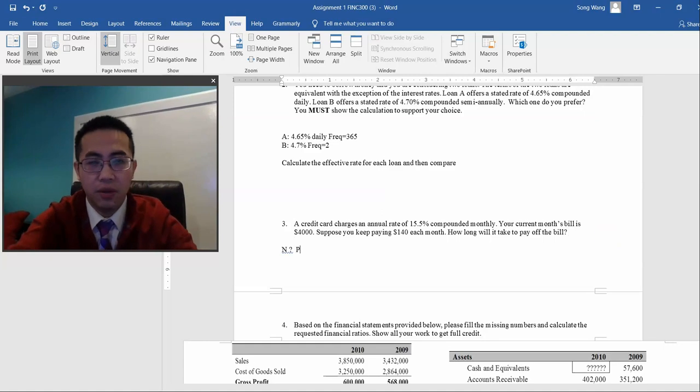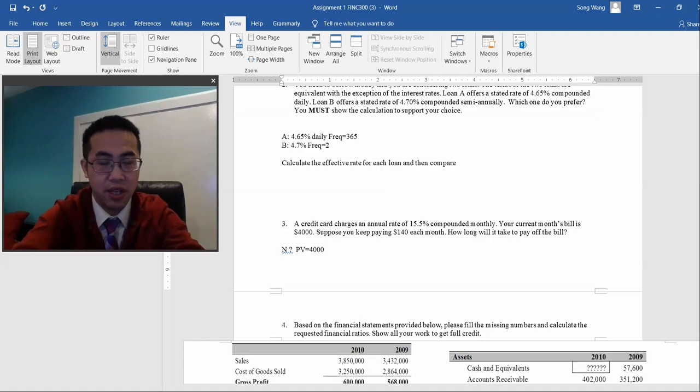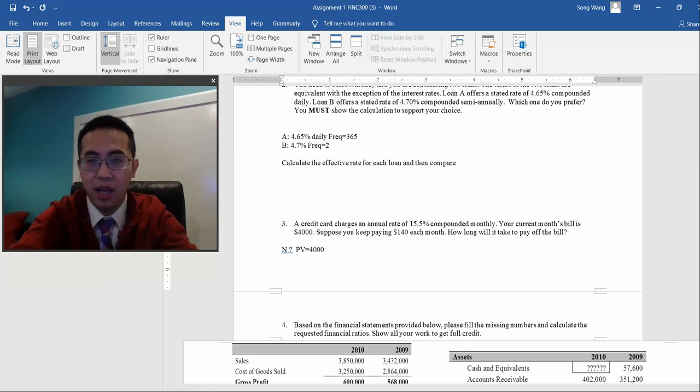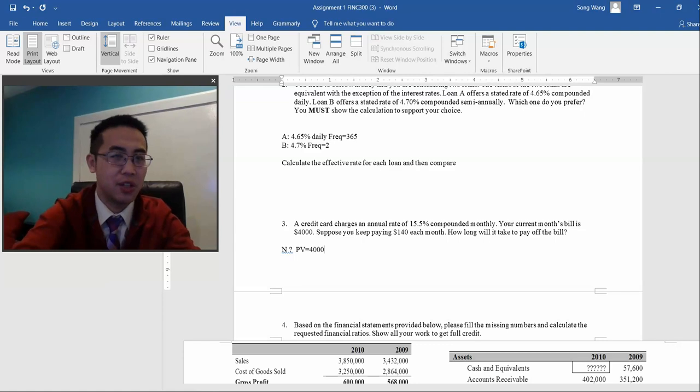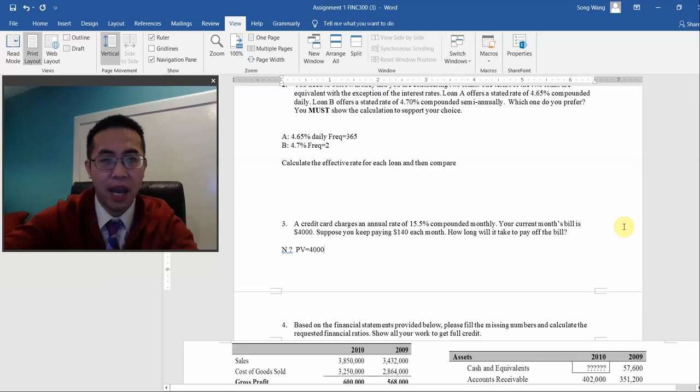You need to know that your current present value is $4,000 to finance. It is like you borrow $4,000 from your credit card company to do whatever you need to do. You buy a secondhand car or you buy an Xbox with 300 games, I don't care. The fact is, you just borrowed $4,000 from your credit card company, and you are going to pay it back with $140 each month with a 15.5% interest rate.